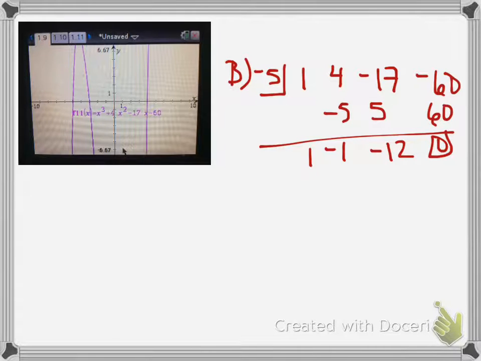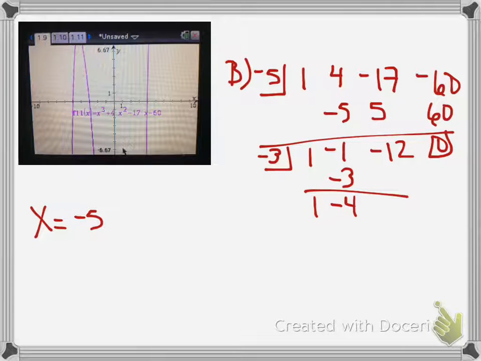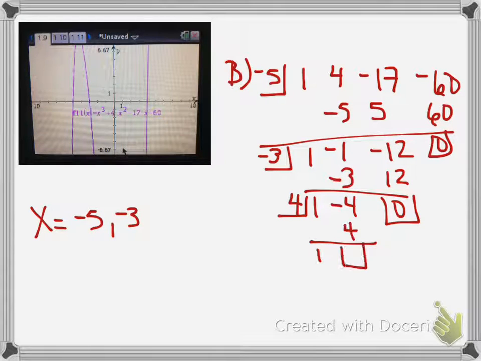Let's continue on and go on to -3. Starting at the next one, -3. Down 1, -3. -4, +12, 0. So that one works. Yay! And finally we'll try 4. 1, 4, 0. Bam! And there you go. So that's all that one is. Let's look at number 2.